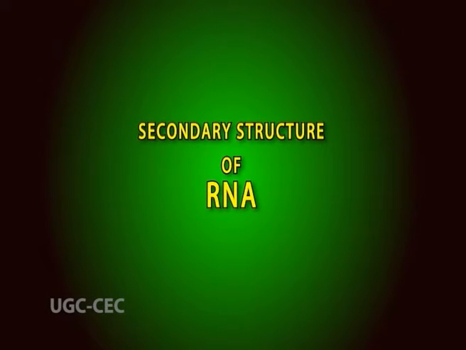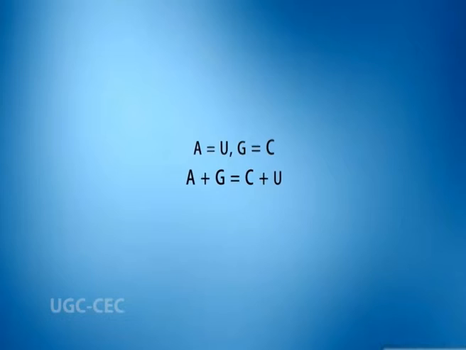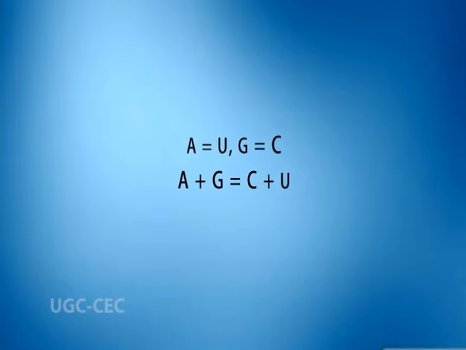Next, secondary structure of RNA. RNA usually exists in single-stranded form but can sometimes assume double-stranded forms. When single-stranded, RNA does not obey Chargaff's rule, but double-stranded RNA obeys Chargaff's rule just like DNA. That is, the proportion of A will be equal to that of U and that of C will be equal to that of G. In other words, A equals U, G equals C, A plus G equals C plus U.